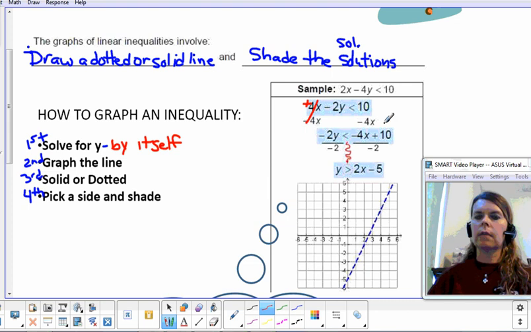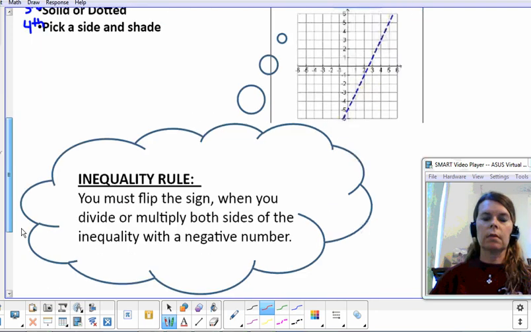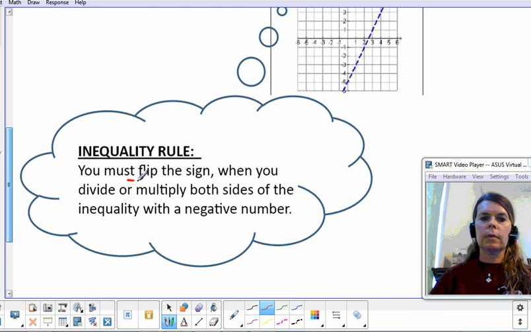These cancel. 10 minus 4x are not like terms, so you just write 10 minus 4x or negative 4x plus 10. They're the same thing. 10 minus 4x is the same as negative 4x plus 10. Then notice they still have to get the y by itself. They divide by negative 2. And notice when you divide by a negative, look down here at your notes. Look what this says. This is important. You must flip the sign when you divide or multiply.